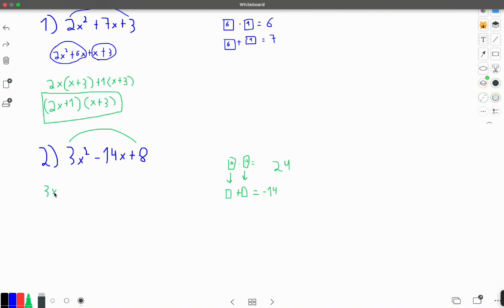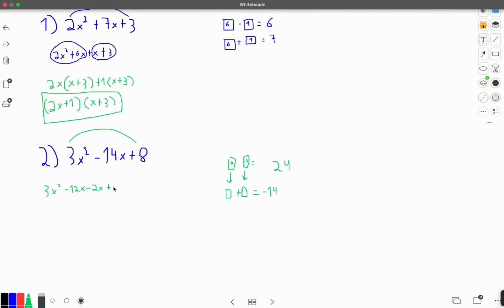So this is what we're going to split our middle term into. We're going to keep the first term, and split negative 14x into negative 12x minus 2x. And we're going to keep our last term, which is just 8.